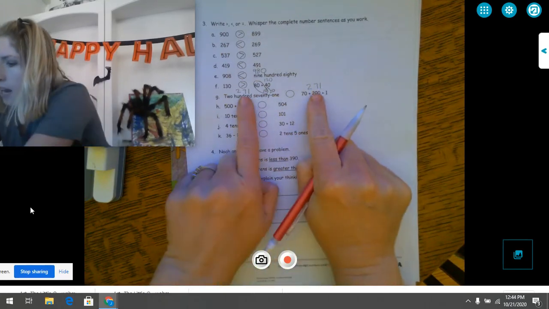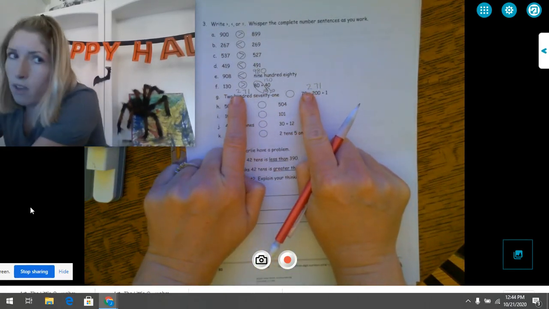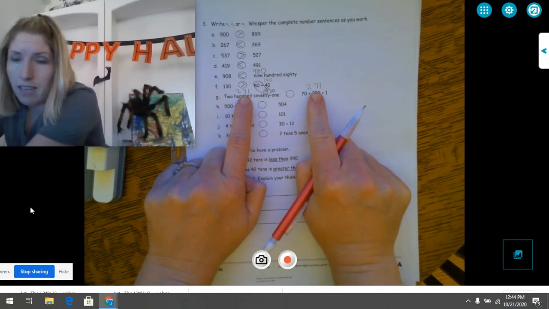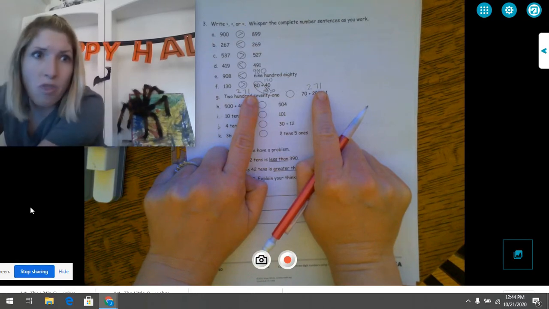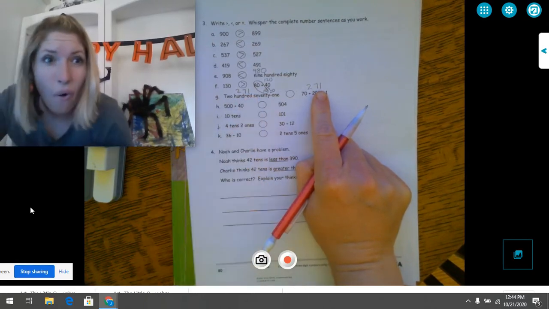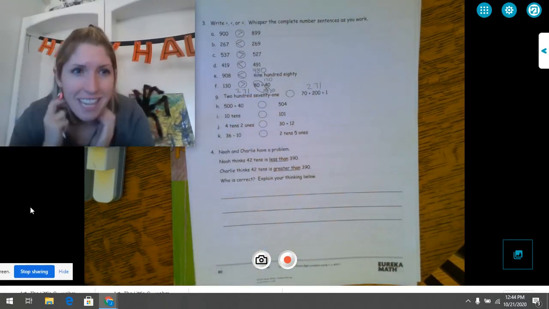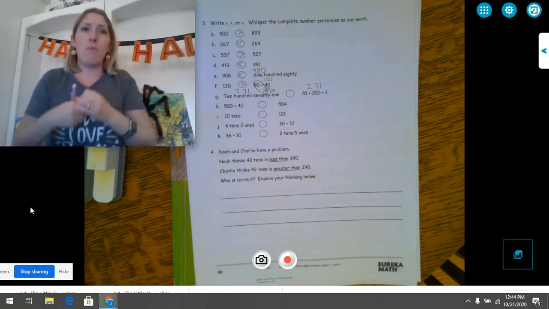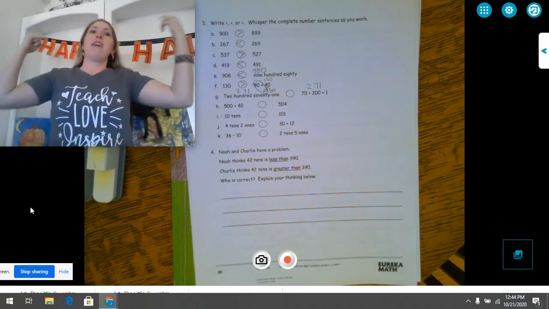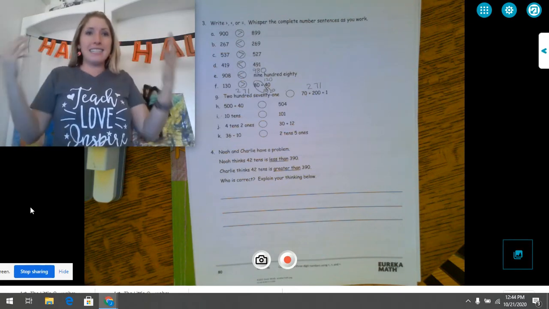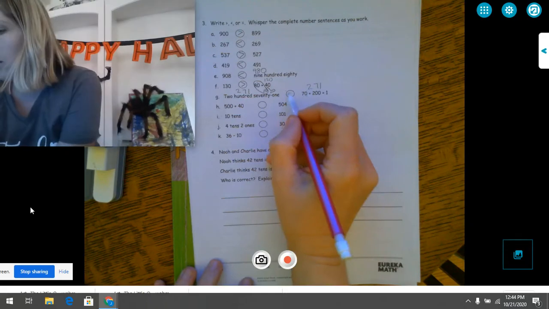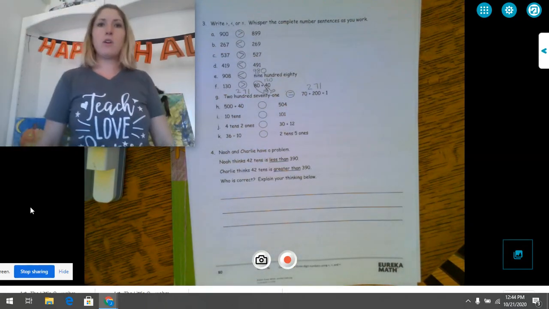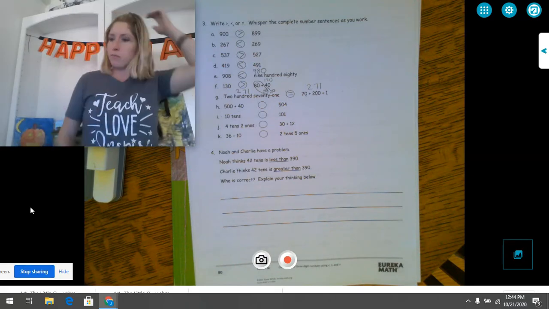Okay, and I look here and I say, oh, they both have a 2 in the hundreds place. They both have a 7 in the tens place. And they both have a 1 in the ones place. So guess what? It's our first equal sign. They're exactly the same number. One is not greater than the other one. They are the exact same. So in that circle, we're going to write an equal sign. Those two numbers are equal to each other.